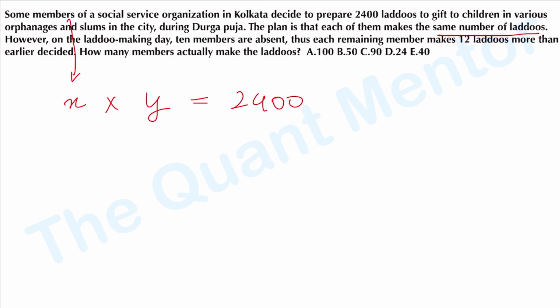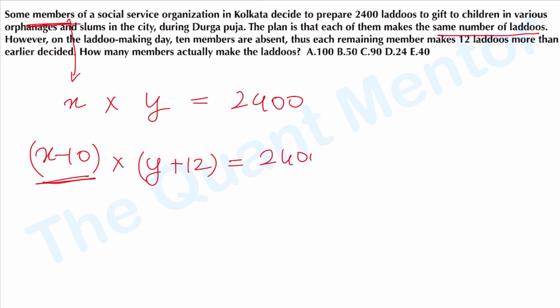Now, however, on the laddu making day, 10 members are absent. X members were supposed to work, out of them 10 were absent. So number of people now working will be X minus 10. So all these X minus 10 members individually make Y plus 12 number of laddus. The total number of laddus made should be X minus 10 into Y plus 12. Again, this has been given as 2400 in the question. As I've said, it's a pretty straightforward question.